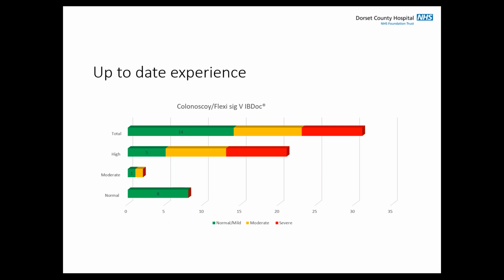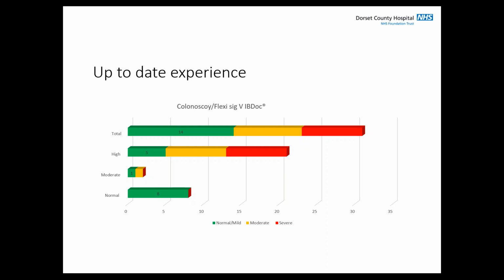So I just want to give a quick up-to-date experience. We had a quick audit, because again, we have to continually prove our value for this particular test. And so a retrospective audit of the last snapshot of IBDoc results that had come through from our patients, to see if they'd had flexible sigmoidoscopies or colonoscopies, and also just look at their general outcomes and whether the test actually helped with that.